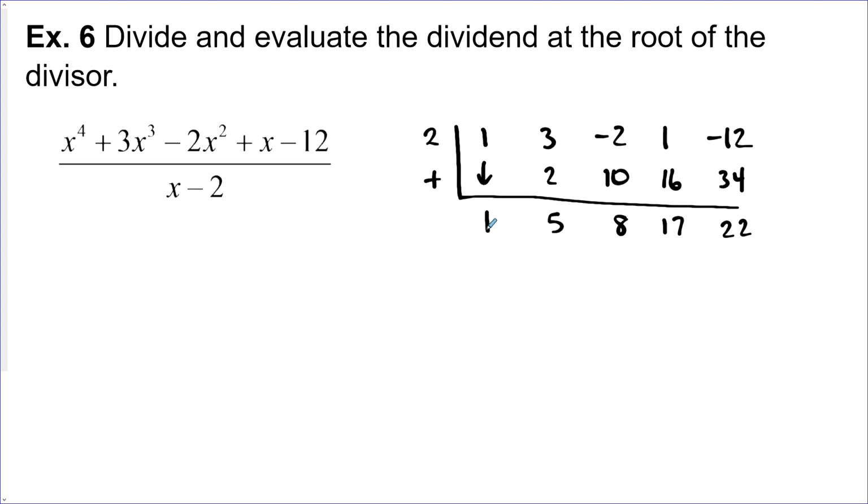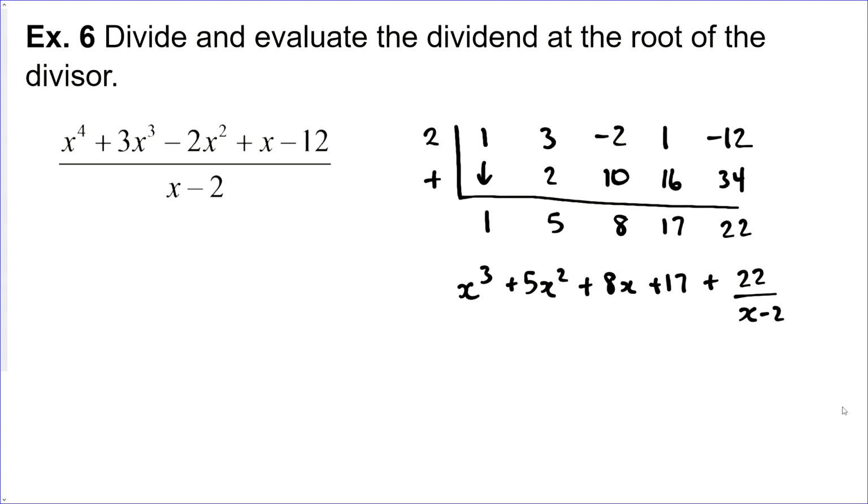So in this question here, we've got x cubed. So this was degree 4, and we divided off 1 degree, so now we're at x cubed. So we got 1x cubed, and then the next part here, 5x squared, and we just keep going down, lowering this exponent by 1 each time. 8x plus 17, and this is our remainder here, so we can write it as 22 over x minus 2.